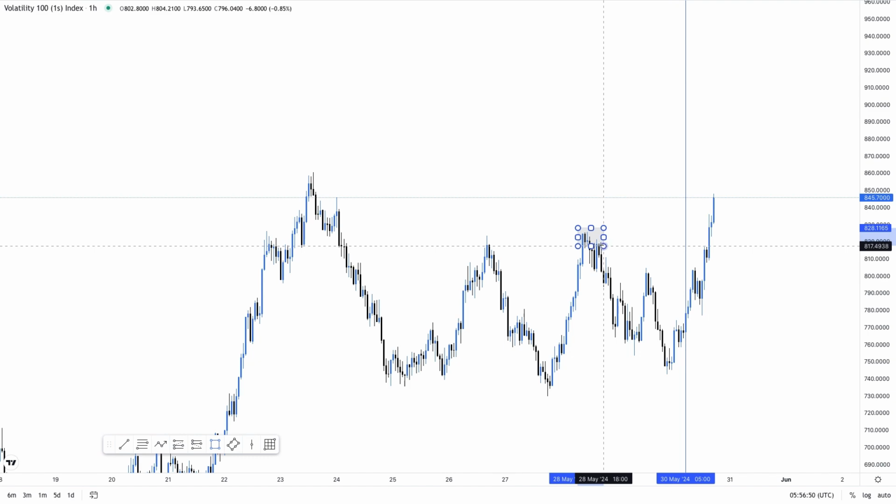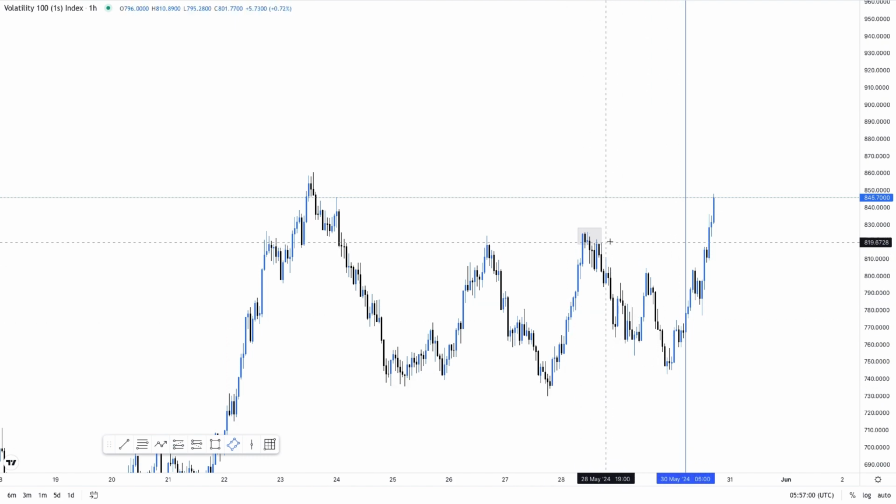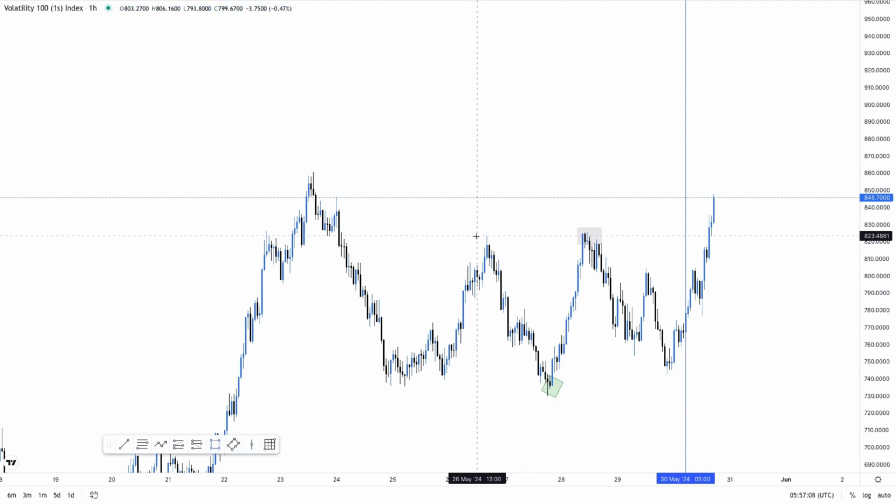We had this, right? This wasn't a swing yet because it has not interacted with this pullback. So this was yet to be a swing. So this was our last swing. This is a swing as well. This is a swing as well. And also this is a swing.